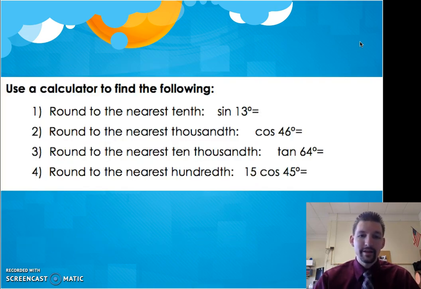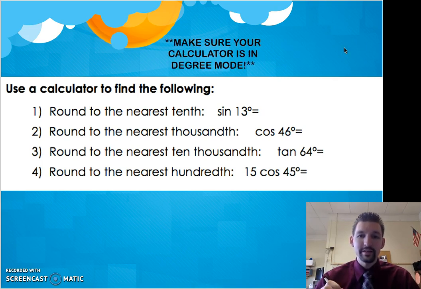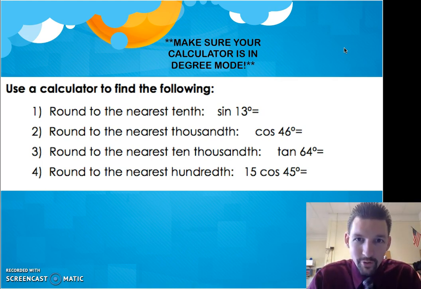This next part is super straightforward. It says use a calculator to find the following. The only thing you have to pay attention to is that this says degrees, degrees, degrees, degrees. Make sure your calculator is in degree mode.